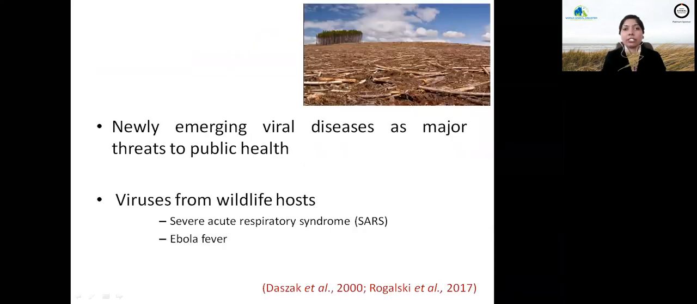Human-made changes, climate change, everything together is changing the environment, and this is leading to the emergence of many infectious diseases, and especially emerging viral diseases. These are major threats to public health, especially the viruses which in the past emerged from wildlife hosts and had a deep impact on the human population as well as the animal population, such as SARS and Ebola fever. And if we talk about the current COVID-19 pandemic.